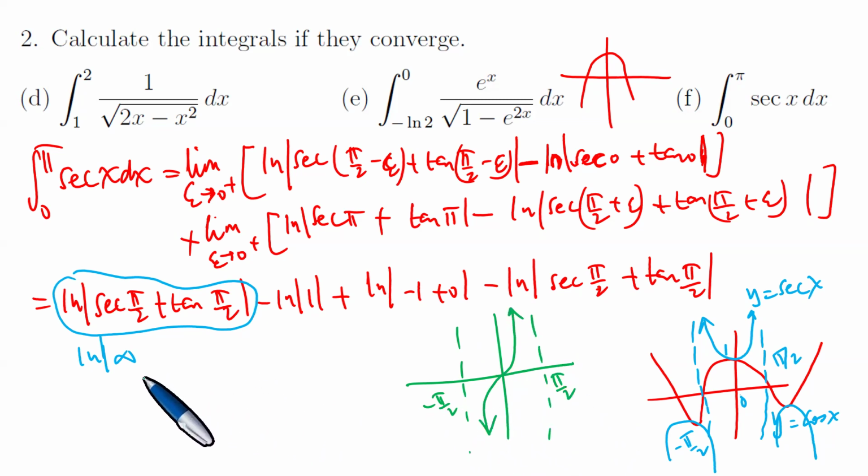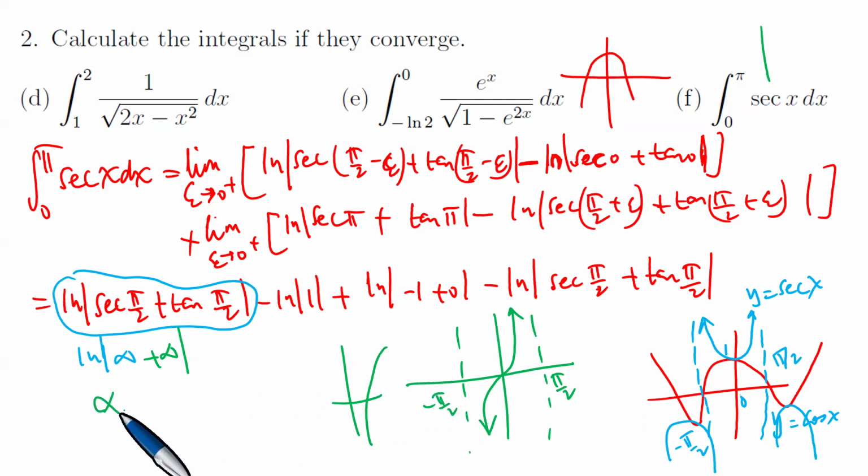So now at pi over 2, if you approach pi over 2 from the right, because it's pi over 2 minus something, you're like here. And it also approaches infinity. And therefore, this infinity plus infinity relates to the log graph. The log of infinity would approach infinity. So either way, this is going to be divergent.